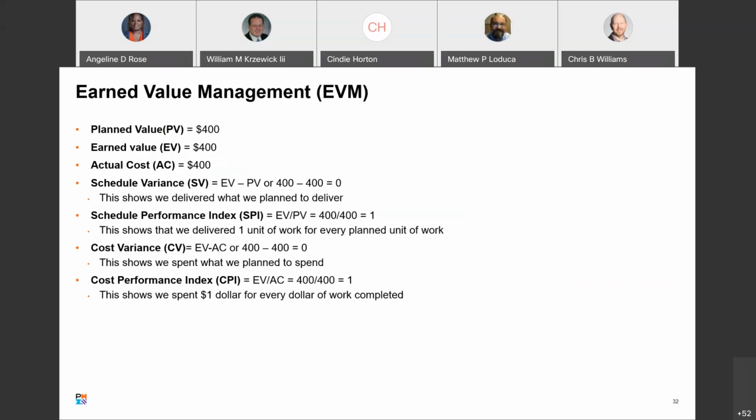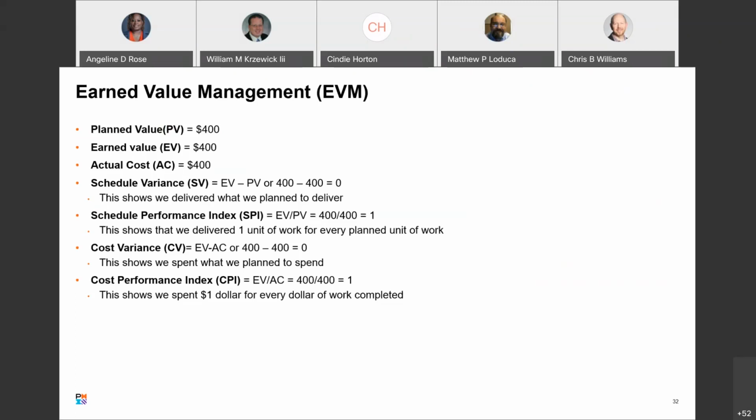Schedule variance, this is a new one, SV. And how do you get to it? You take the earned value minus the planned value. So 400 minus 400 is 0. If we get a 0, like it says, it shows we delivered what we planned to deliver. We're right on track.